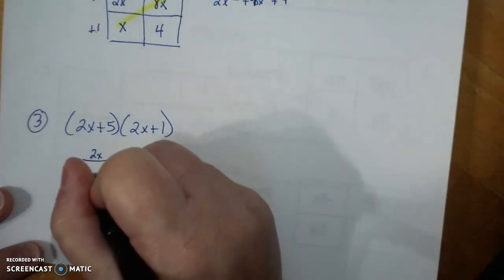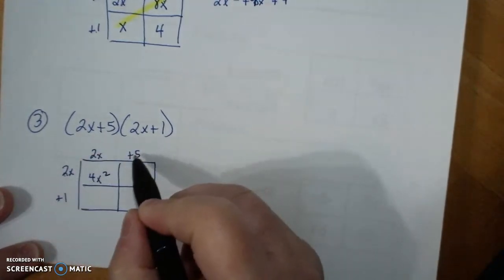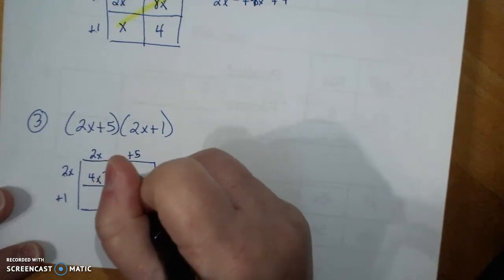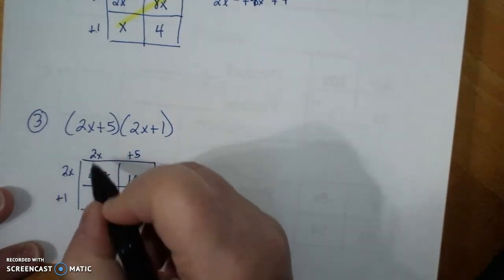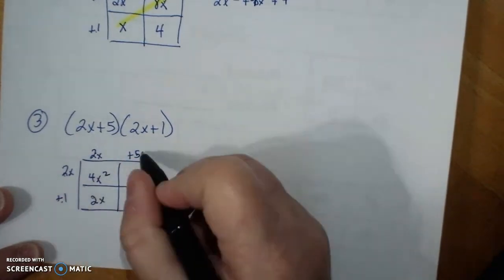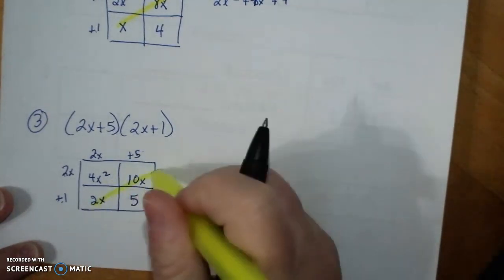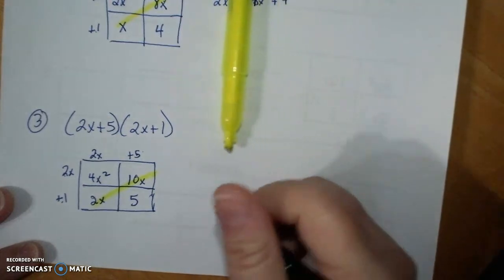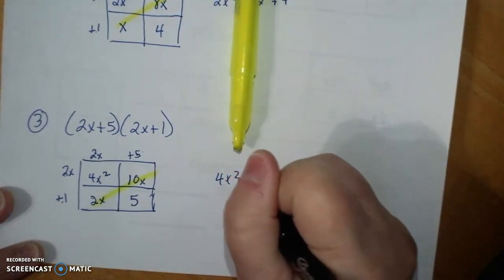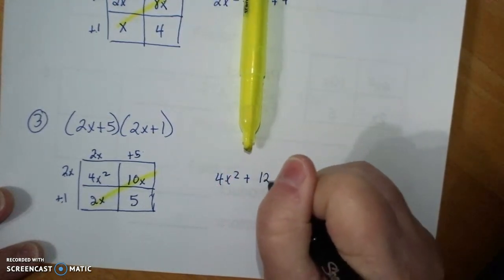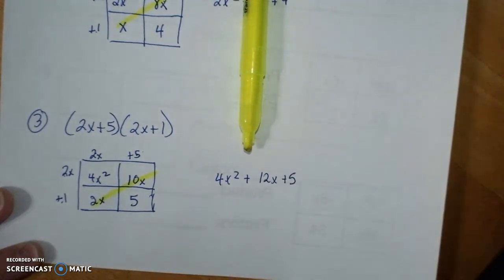2x times 2x is 4x squared. 2x times 5 is 10x. 1 times 2x is 2x. 1 times 5 is 5. Across the diagonals, I get 4x squared plus 12x plus 5.